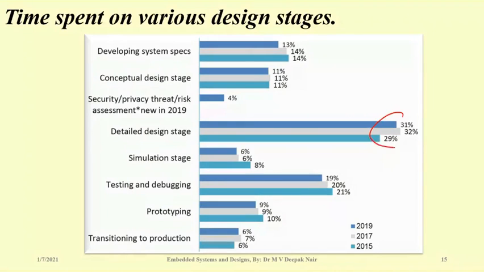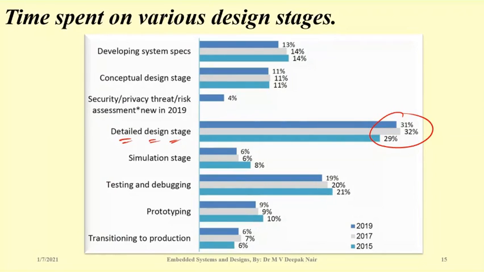You can focus here. Most of the time, engineers are discussing the design details: what kind of design you have to develop, what kind of details you have to include in the system. So 30% of the time is actually spent in discussing these things, designs, details.